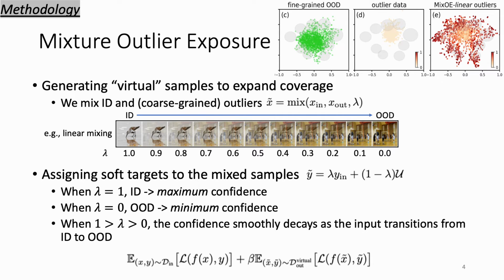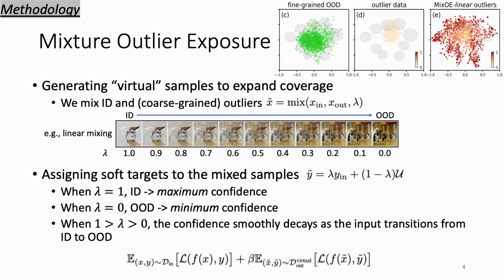So to address this issue, we propose a training algorithm called Mixture Outlier Exposure. The high-level idea behind MixOE is to explicitly expand the coverage of training samples over the fine-grained OOD region. We achieve this by mixing in-distribution and training outliers to generate virtual samples. In this work, we adopt simple pixel-level operations such as linear mixing and cut-paste mixing.